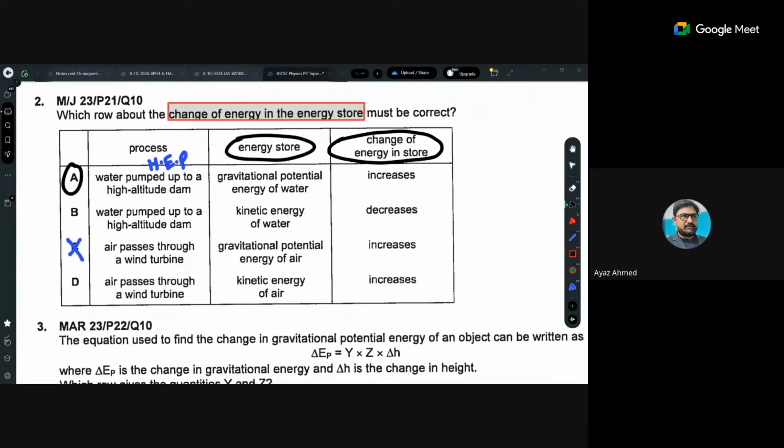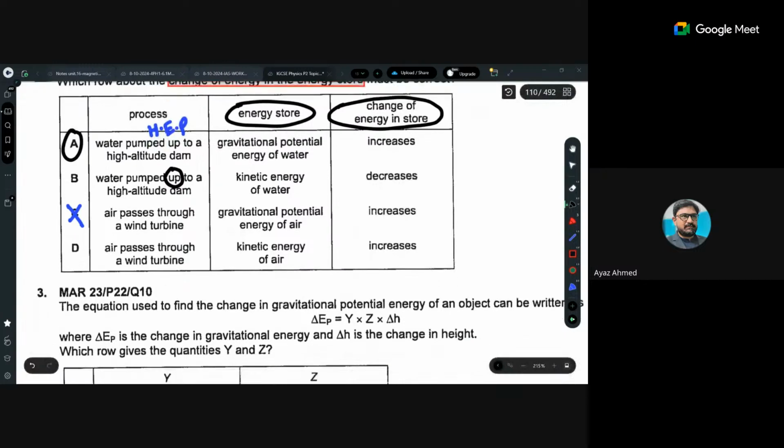Here, the water is pumped up. If it is not up, then definitely the kinetic energy. And when kinetic energy decreases, what happens? It is converted into mechanical energy. So we can select that one, but here option A is correct.